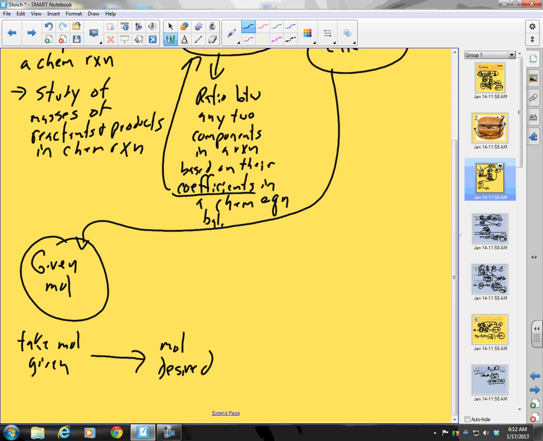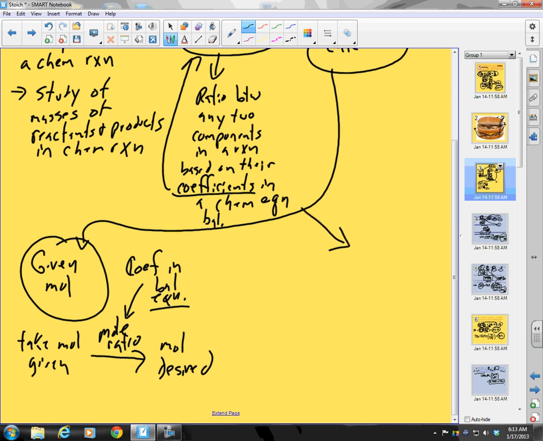And how are we going to get there? We're going to use the mole ratio between them. And that mole ratio comes from where? That mole ratio comes from the coefficients in the balanced equation, right? That's what we did last time. So we can go anywhere in my reaction. We can go products to reactants. We can go reactants to products. We can go from one reactant to another reactant, and it all takes the same form.